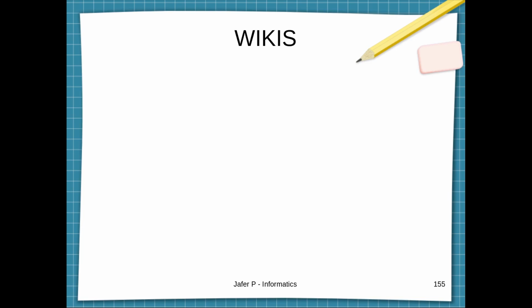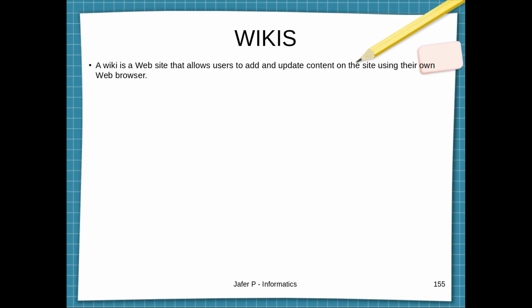Then let us move on to wikis. It's a very important application, right? What is a wiki? A wiki is a website that allows users to add and update content on the site using their own web browser, right? It's a web application where you can add and update your content, and that will be visible to all the users who are using the wiki. So you can update current affairs in wikis, right? You will get up-to-date information from a wiki.